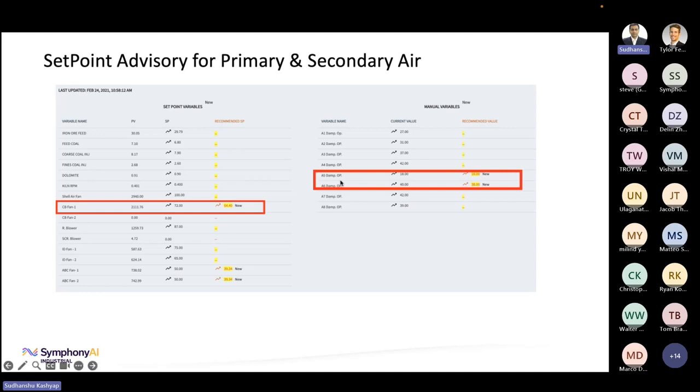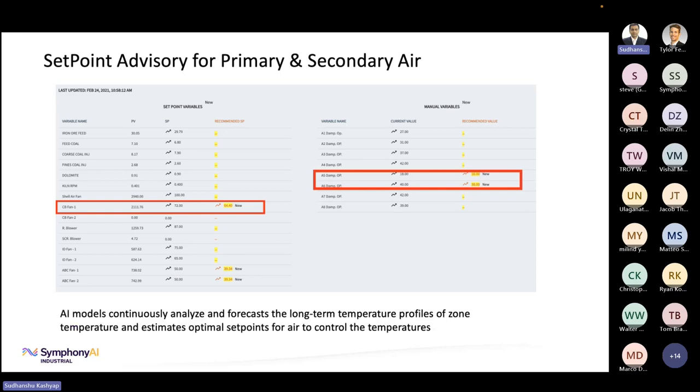And sometimes we have the secondary air, which is on the shell tubes. And in these cases also, if you see that temperature is going high or low in a particular zone of the kiln, a decision could be taken to cut the air or add the air if you want to increase temperature. So those kinds of control are being done, and the model works in the background and gives these kinds of advisories.